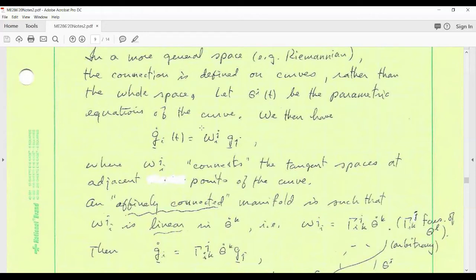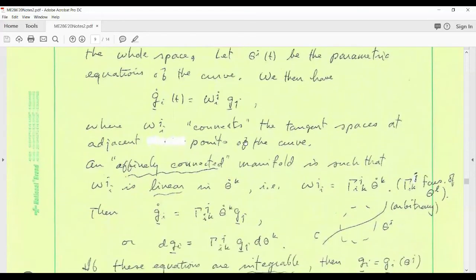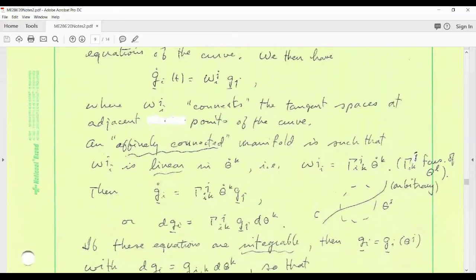You can always integrate this equation if you know the omegas on the curve. And if you have an initial condition for the g's at some point on the curve, you can always integrate this system of three ordinary differential equations on the curve, and you will get a unique solution for the g's on a given curve.